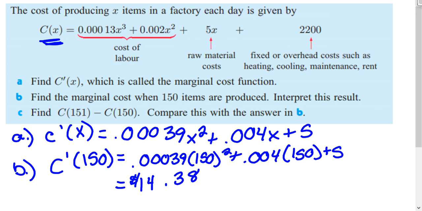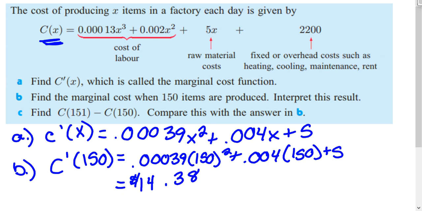Slope. It's growth at that instant. It's growth, what it's going up by. So therefore, what does $14.38 represent? That's okay that you're stumped. Of what? Yes.